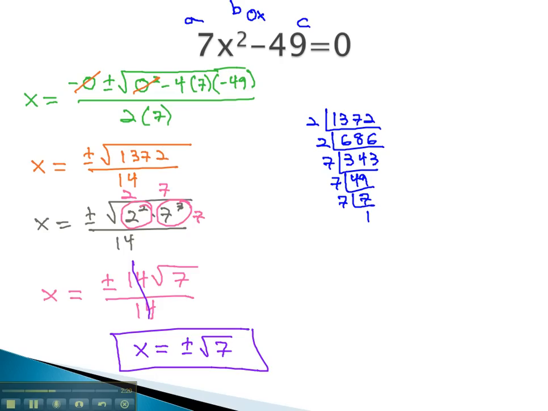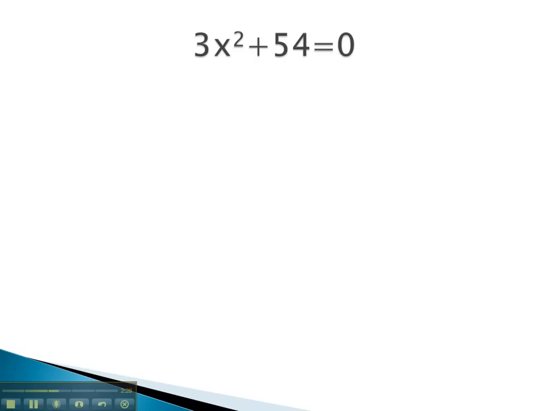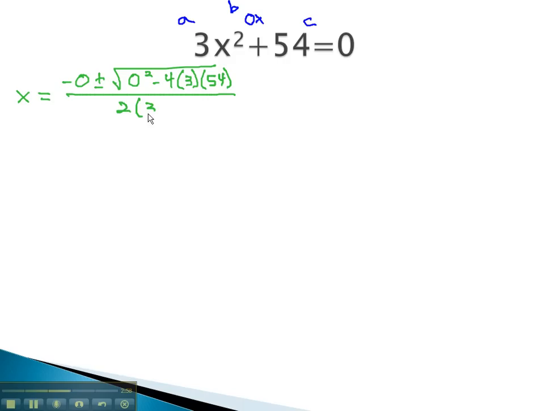Let's try one more problem where we have to use 0 for a missing term and simplify what remains in the quadratic formula. Again, you notice the x term is missing, so we'll think about this as having 0x. A is 3, b is 0, and c is 54. Plugging these values in the quadratic formula, we get x is equal to the opposite of b, or 0, plus or minus the square root of b, or 0 squared, minus 4a, which is 3, times c, which is 54, all over 2a, which is 3.